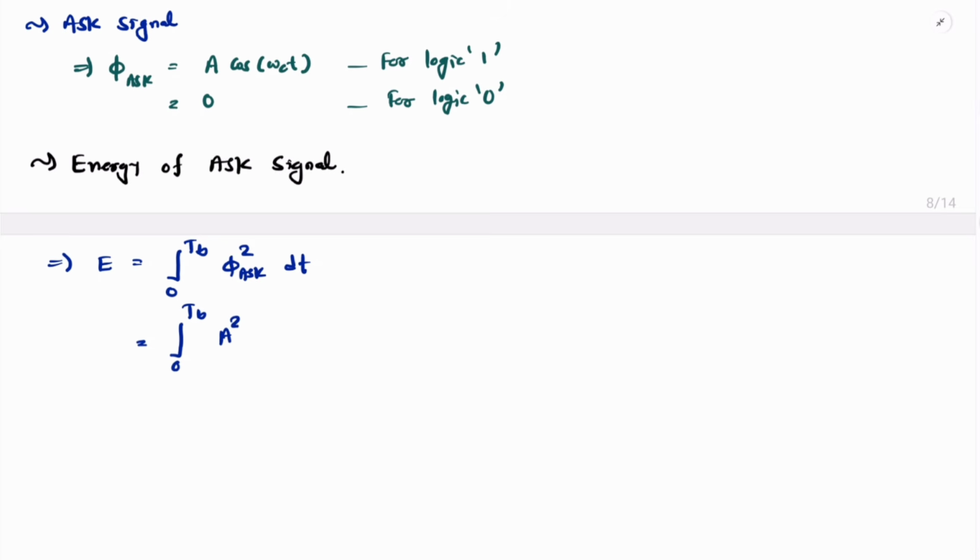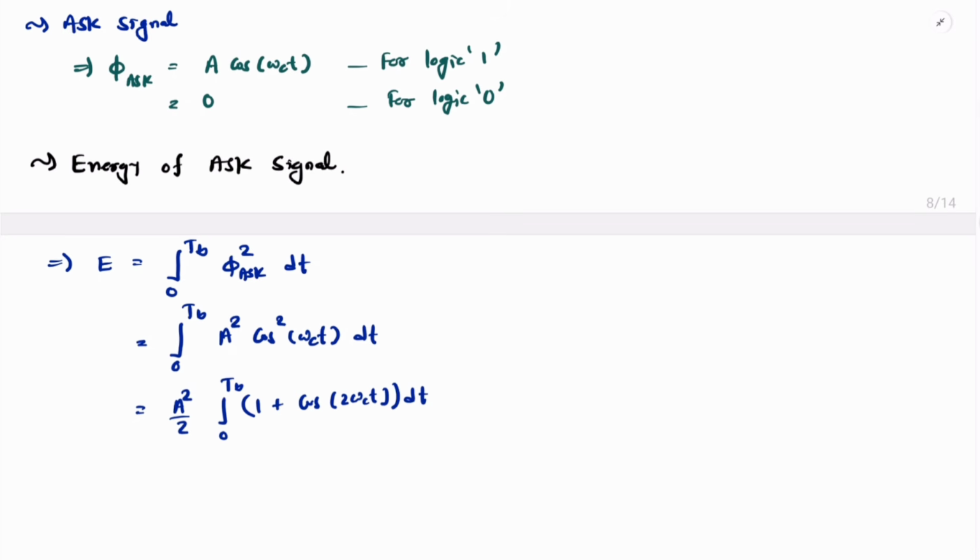So here I'll be doing integration and I'll be performing square of this. So that is A square cos square omega ct dt. Here A square is common and cos square omega ct is how much? That is 1 plus cos 2 omega ct divided by 2. So here divided by 2 will come out. Integration will be there from 0 to TB, 1 plus cos 2 omega ct dt, right?